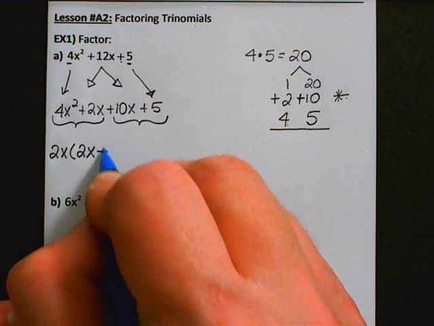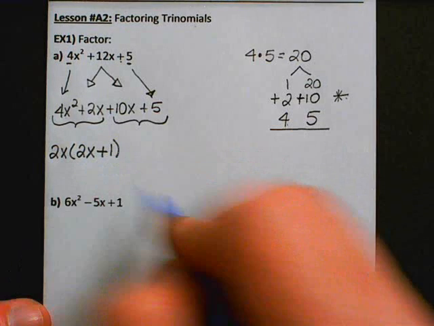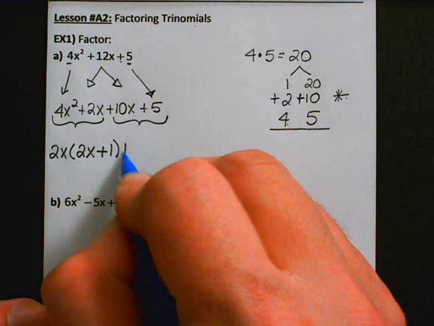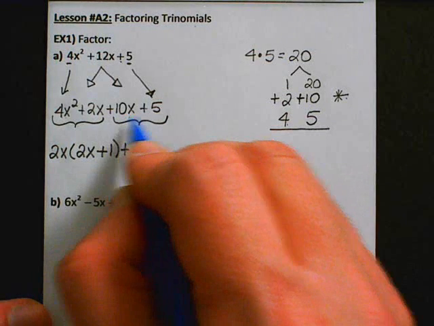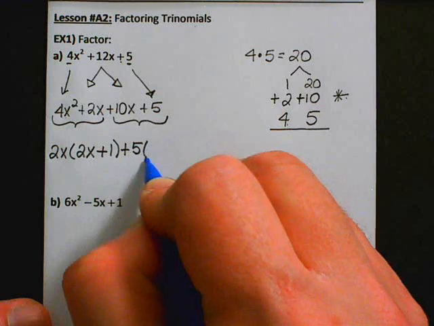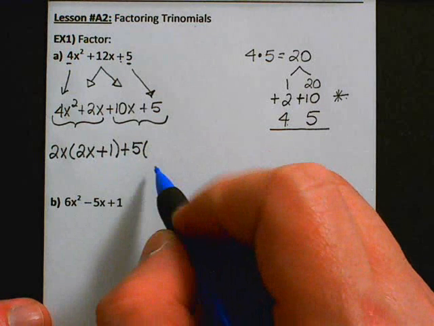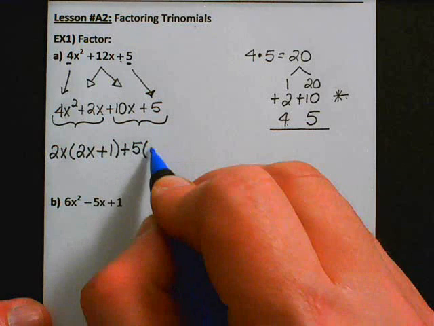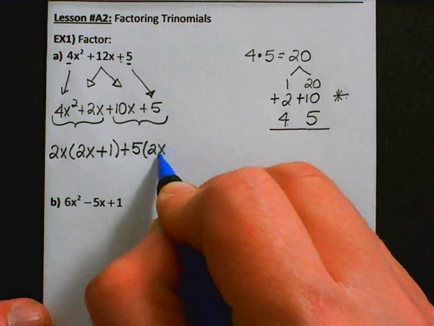Now let's do the same thing for the last two. So let's put a positive. What can I factor from 10x and 5? The answer is 5. And if I factor out a 5, what I'm left with, 10x divided by 5 is 2x. And 5 divided by 5 is 1.